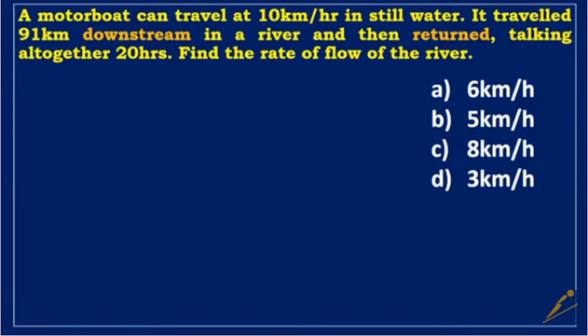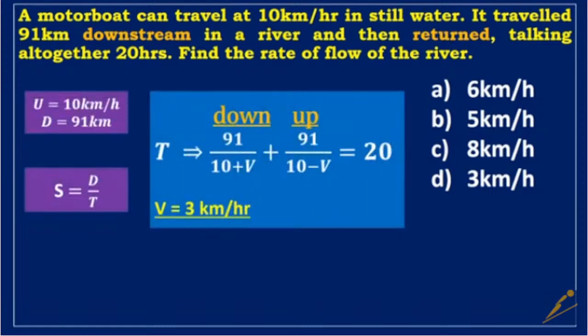The motorboat's speed in still water, U, is 10 km per hour. V is the river's speed. The distance covered by the boat is 91 kilometers. The downstream speed is 10 plus V kilometers per hour. Upstream, the difference in speeds is 10 minus V kilometers per hour. The entire time taken by the man, 20 hours, is the sum of the time taken to travel downstream and upstream. By solving for V, we obtain the river's flow rate, which is 3 kilometers per hour.